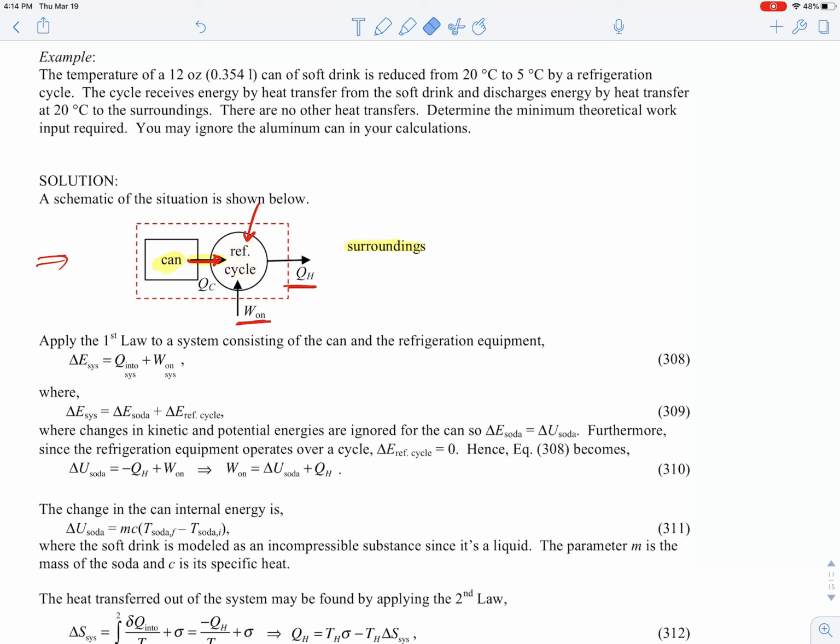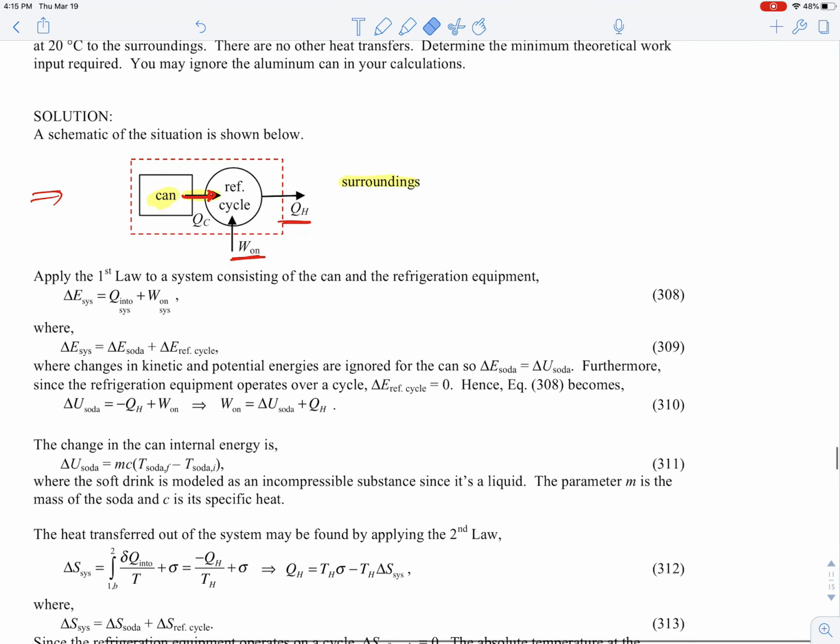Okay, so we have our control volume drawn around the can and the refrigeration cycle, and there's work coming into the refrigeration cycle and heat going from our control volume out into the surroundings. So what we'll do is we'll apply the first law to that system. So our first law, we've done this many times, just delta E equals Q into the system plus the work done on the system. Here I'm doing work on the system, so I'm using the plus W here.